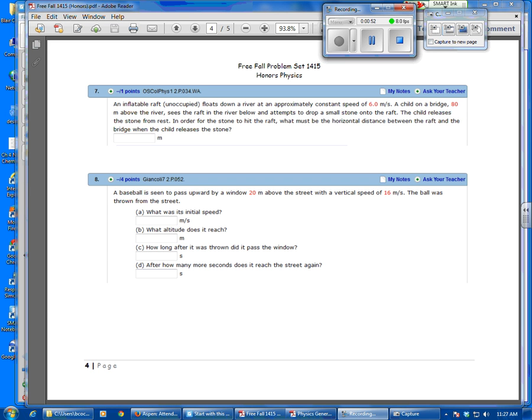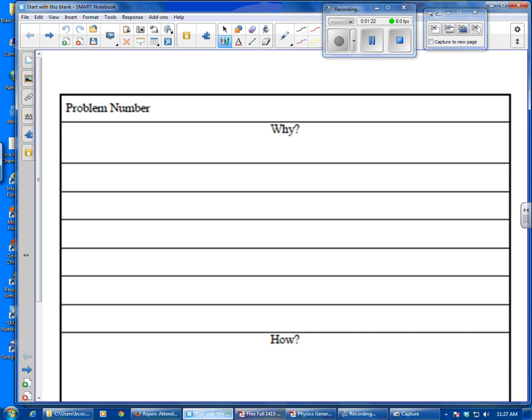All right. So, number 8. We're doing number 8. In number 8, a baseball is seen to pass by a window 20 meters above the street at a vertical speed of 16 meters per second. The baseball is thrown from the street. What do we know about the baseball right away? It's in free fall. Excellent.